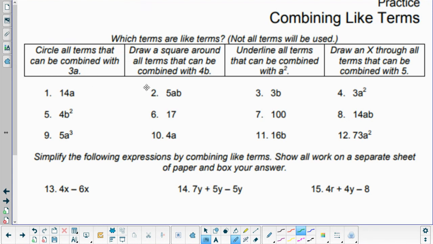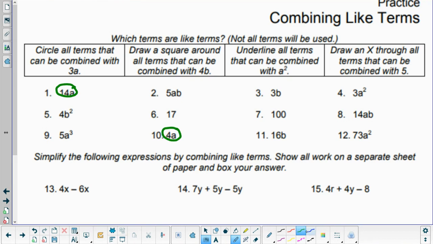All right, so it says circle all terms that can be combined with 3a. So we are looking for any terms that have an a in them. So number 1, 14a, could be combined with 3a. So we're going to circle that. Now this one cannot because it has a, b. If it was just a, we'd be able to combine that. This one has a b. This one has an a squared. And like we talked about in the common mistakes, a squared is different than just an a. So that cannot be combined. So if you're looking on here, the only other one that can be combined with that would be 4a.